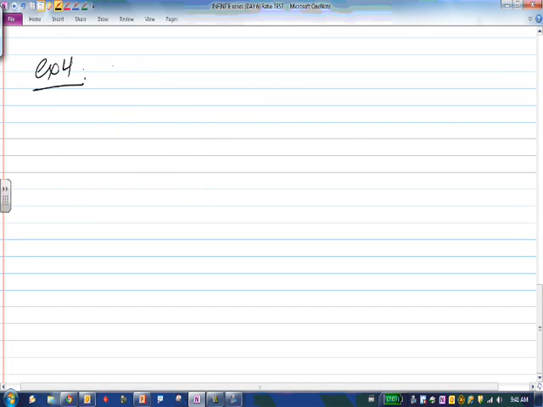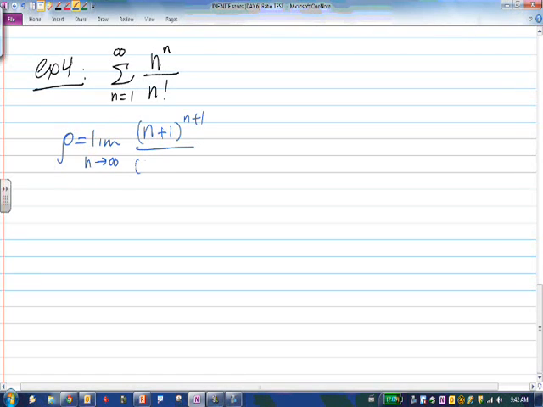The last example we'll look at is going to be more difficult, but we want to look at some of the details that you have to watch out for. So let's assume I have n to the n over n factorial as my series. So I go ahead and I find my rho. So rho is equal to the limit as n approaches infinity. Again, no absolute value needed. I have n plus 1 to the n plus 1 all over n plus 1 factorial, times the reciprocal of the original, n factorial over n to the n. So let's see what cancels.